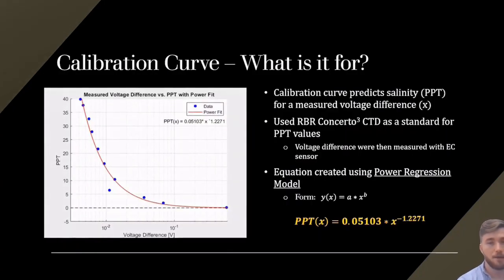Now that I've used the oscilloscope to measure voltage, I want to refine this and make it more accurate and reliable. And by doing so, I use what is known as a calibration curve. And I want to discuss what that is for and how it applies to this situation. A calibration curve allows me to predict salinity, or PPT, the measure of salinity, for a measured voltage difference X. So how did I create this calibration curve?